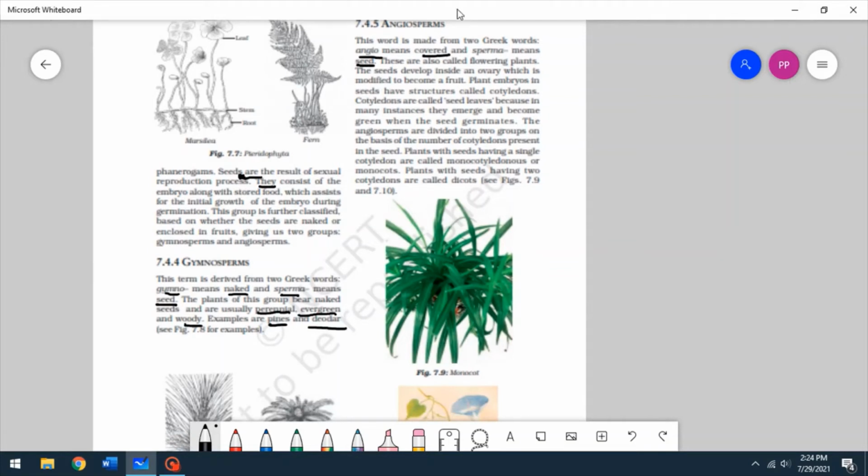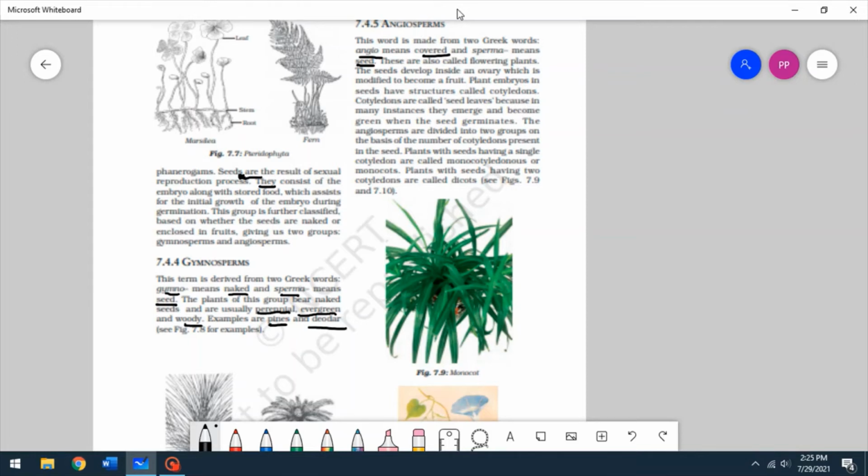So they are also called flowering plants because they have covered seeds. And where are the seeds enclosed? In fruits. And how do fruits develop? From flowers. That is why they're called flowering plants. The seeds develop inside an ovary, which is modified to become a fruit. Plant embryos in seeds have structures called cotyledons, and they are called seed leaves because in many instances they emerge and become green when the seed germinates. So cotyledons are like the primary leaves of the seed, which provide nourishment.